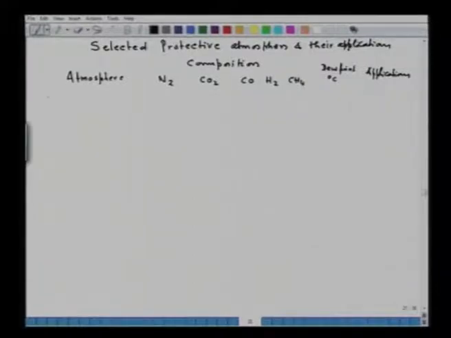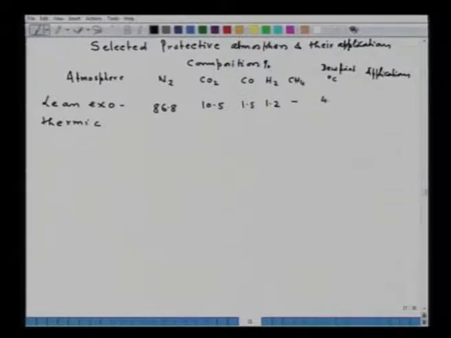So one atmosphere is a lean exothermic atmosphere. Now lean exothermic has, the compositions are all volume percent, 86.8% nitrogen, 10.5% CO2, 1.5% carbon monoxide, and 1.2% hydrogen. CH4 is nil. Dew point is 4.5 degrees Celsius, and its application is for bright annealing of copper and sintering of ferrites. So this is one particular lean exothermic atmosphere.